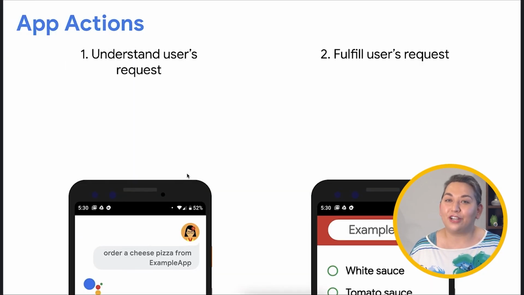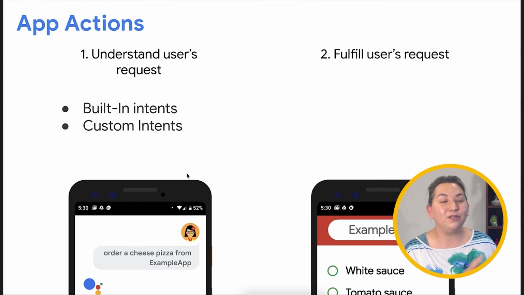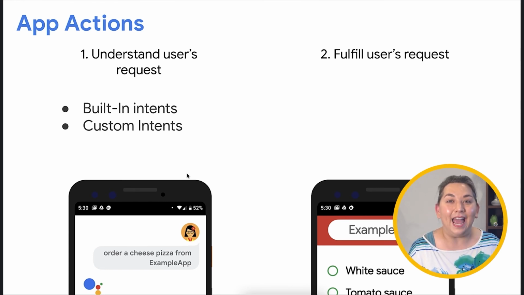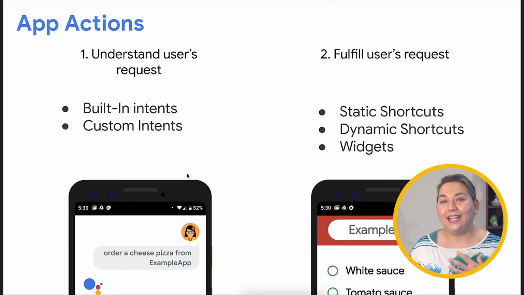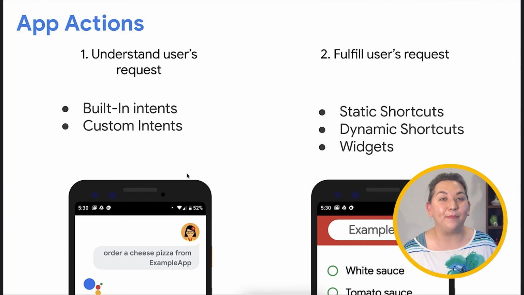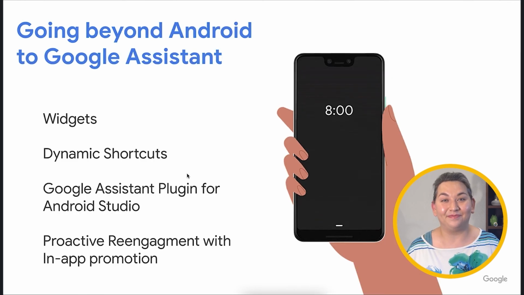This is a brief introduction to app actions. Going back to where we started, app action consists of two parts. Understanding the user's requests, which Assistant does, and it uses BIIs or common intents. And then the fulfillment. So you could use static and dynamic shortcuts to launch your app as fulfillment to the request, or you could even use widgets for inline fulfillment for quick responses.